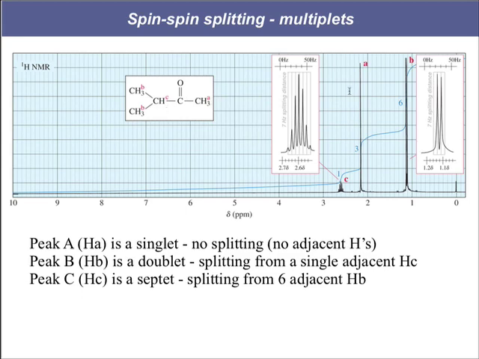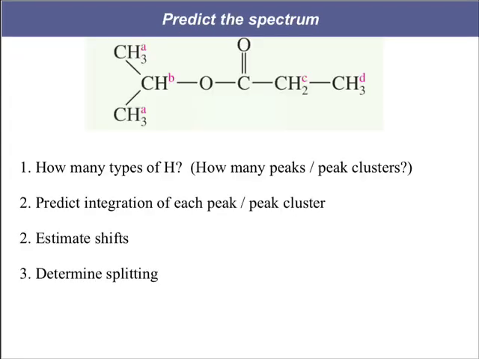So tons of information here. We've got 3 types from 3 signals. We've got the splitting, which tells us what they're next to. We've got the shift, which tells us what their environment is. And we've got the integration, which tells us how many there are. Let's predict the spectrum here.